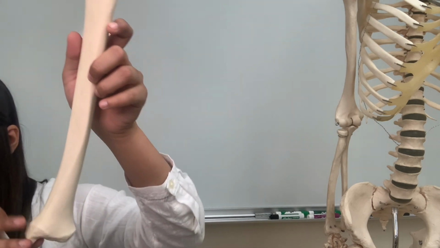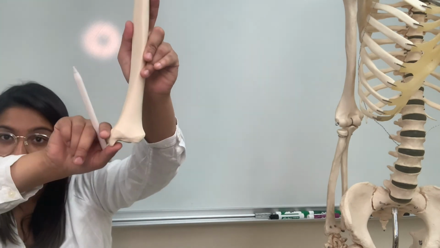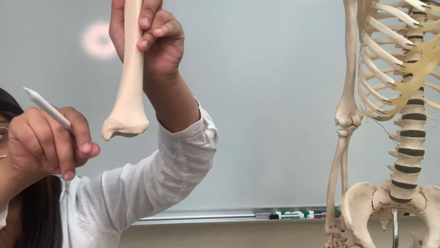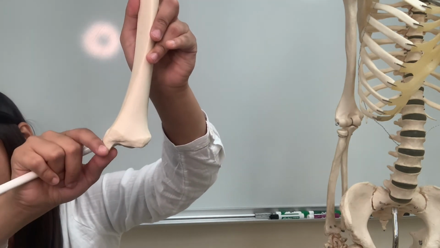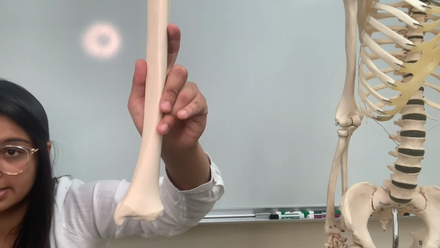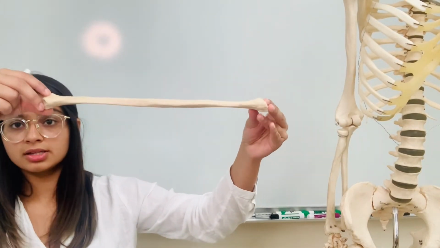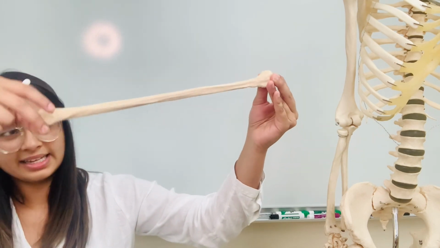Now, if we keep going down, you see this little piece of bone that's pointing out. This is your medial malleolus. Medial malleolus. So this whole thing right here is your tibia. Our next bone is your fibula. So this whole thing right here is your fibula.